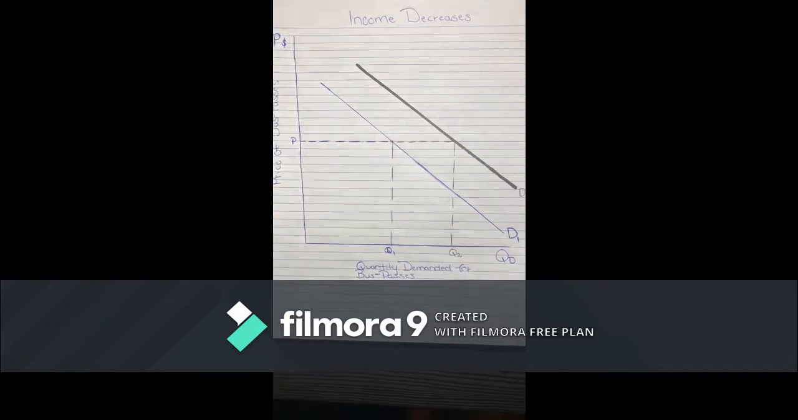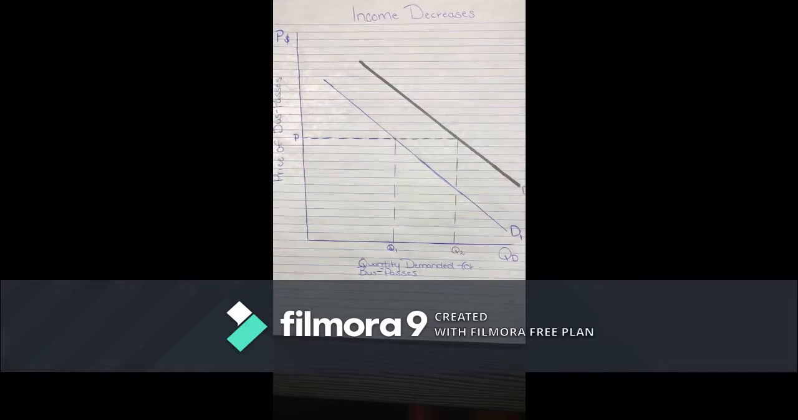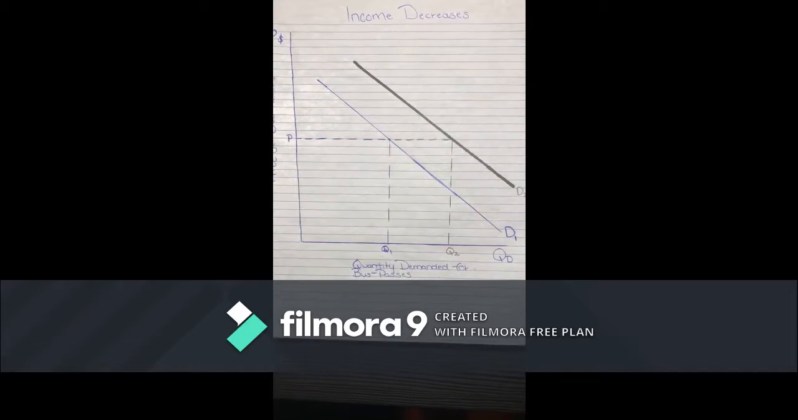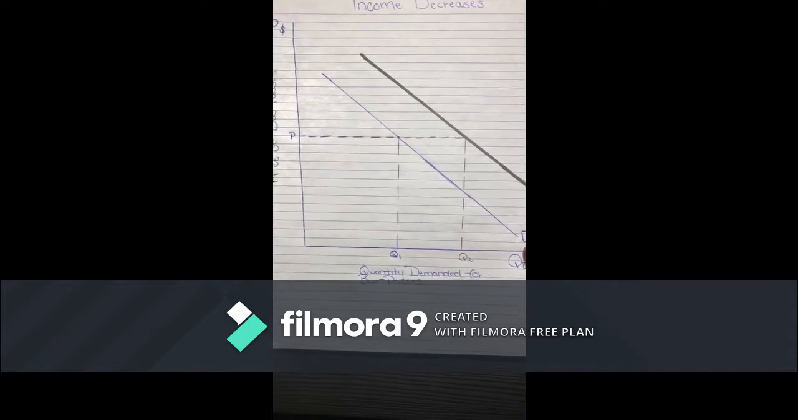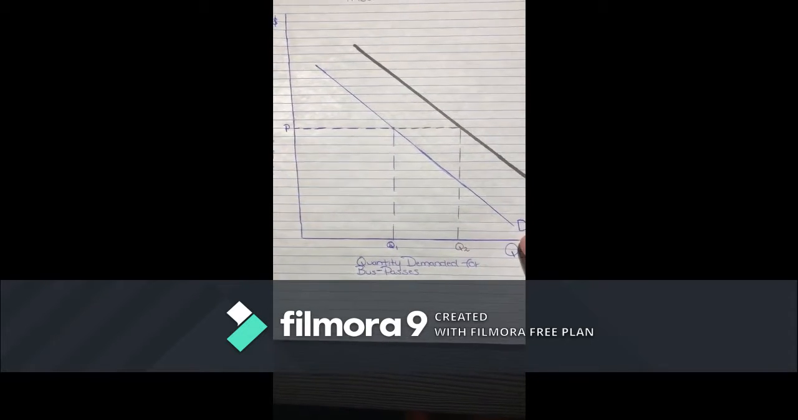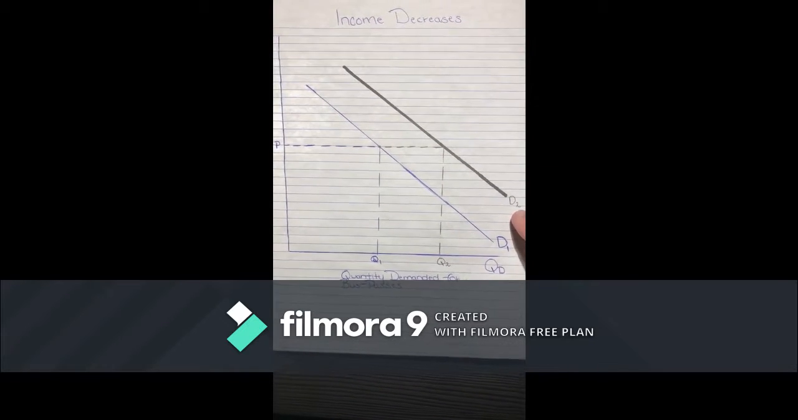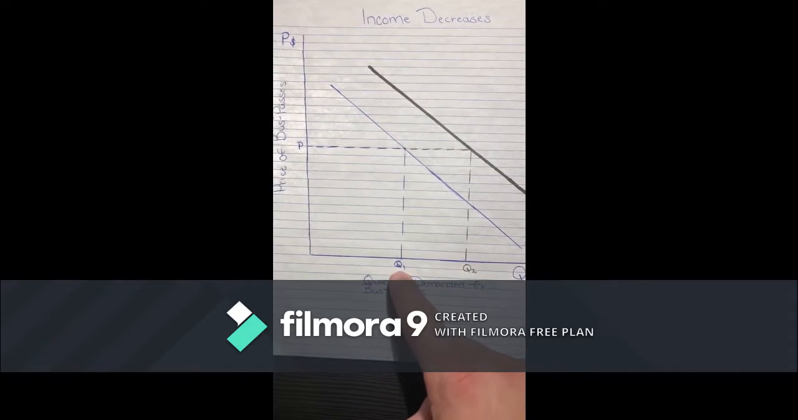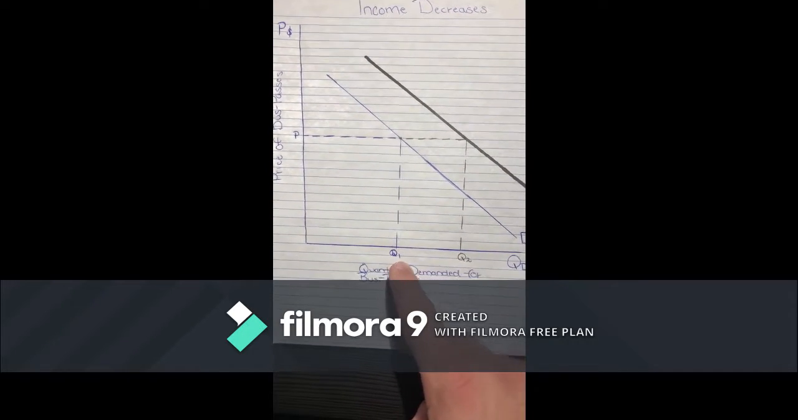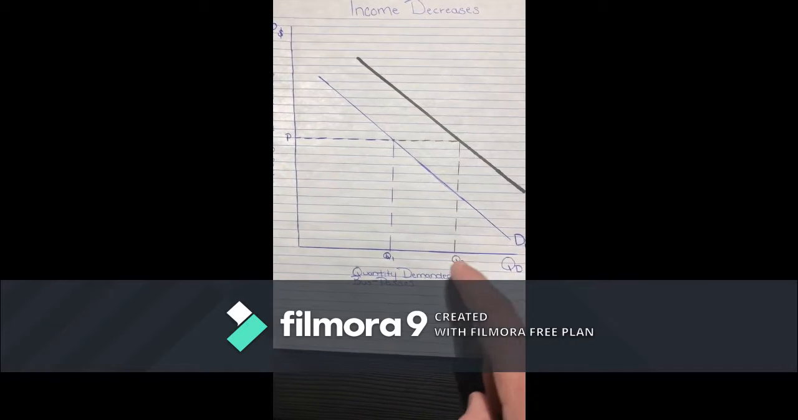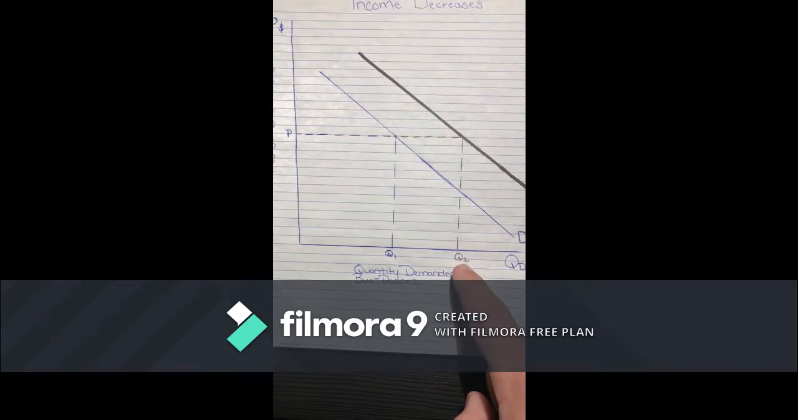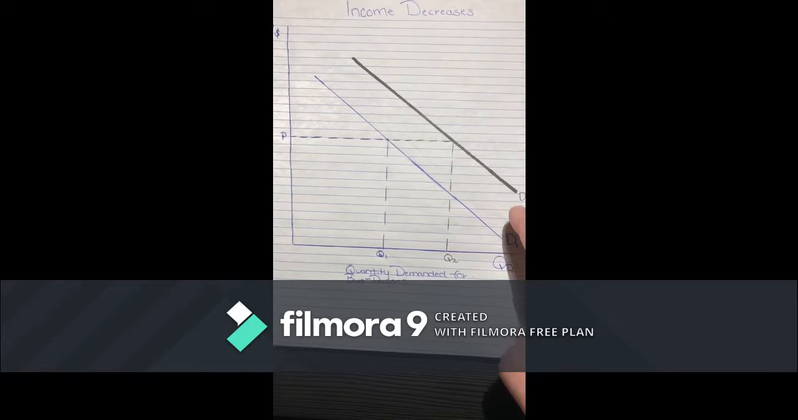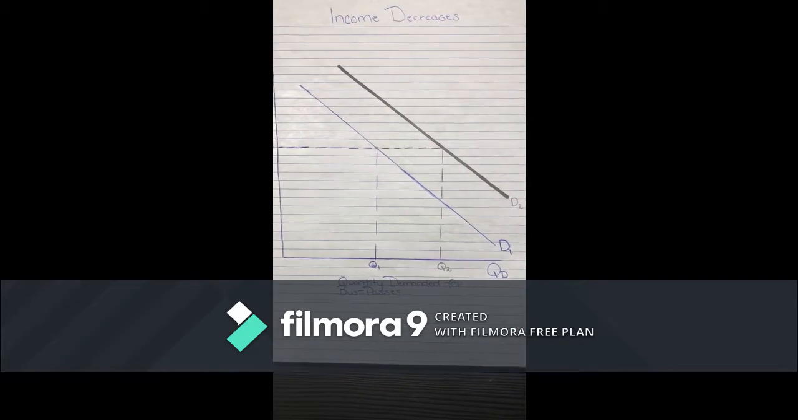If our example was flipped and income decreased, this would be the effect on the inferior good, bus passes. D1 shows the demand curve at the original income, and D2 shows the demand curve at the decreased income. You can see Q1, which is the quantity demanded at D1, the original income, increases to Q2, which is the quantity demanded at D2, the demand curve with the decreased income.